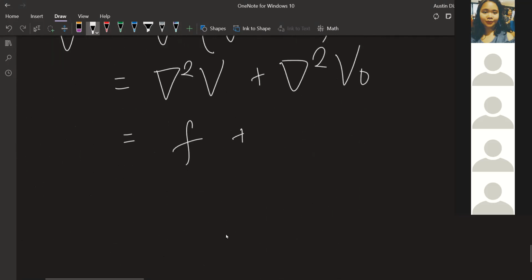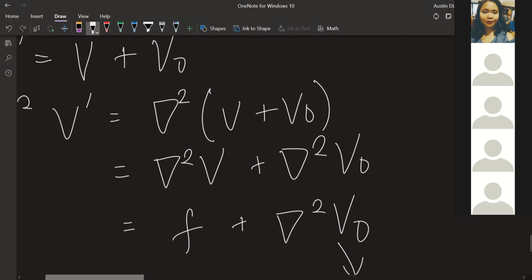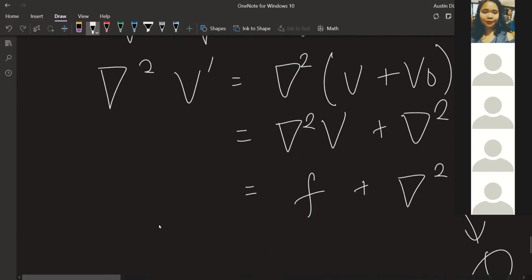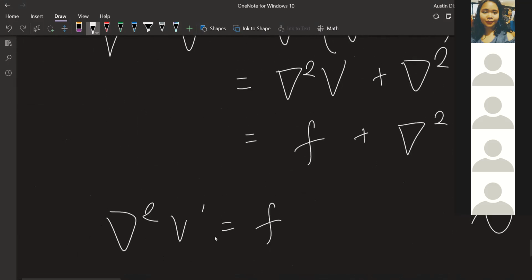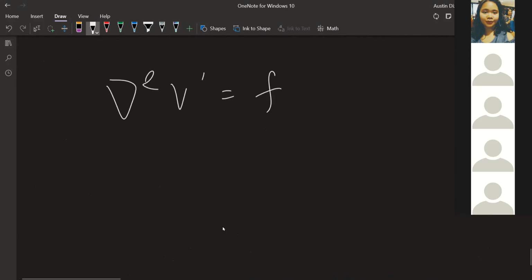And then if this is 0, then I could always solve for a function V prime as some F. Okay, anong point ko? So, ang point ko is, in general, you have this guy.